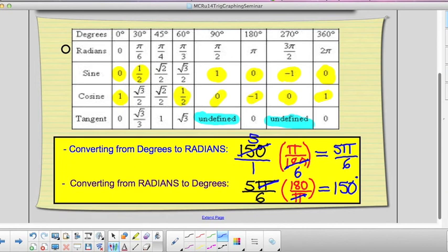So the formula, from degrees to radians, you always multiply by pi over 180, and from radians to degrees is 180 divided by pi. That's the formula you use. So simple stuff. It makes sure when you're doing your test, you show all of your steps.